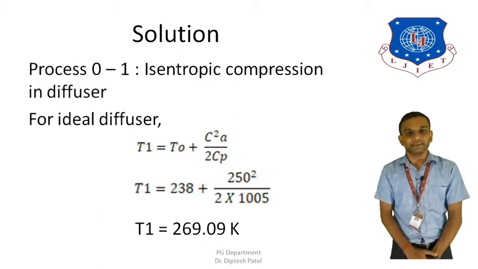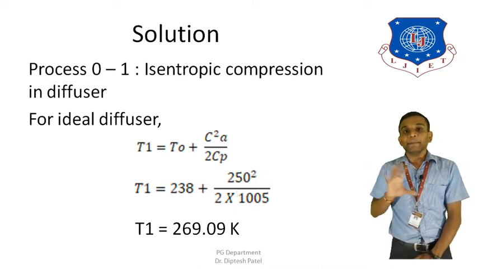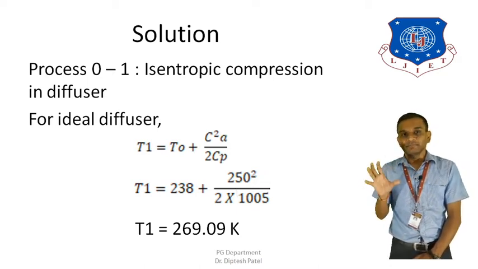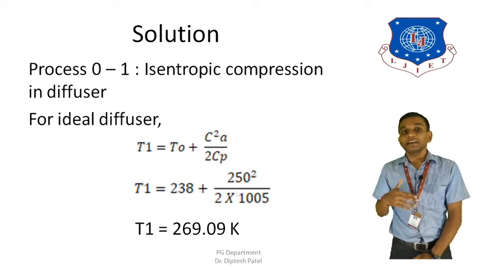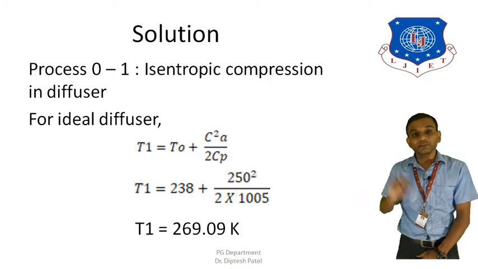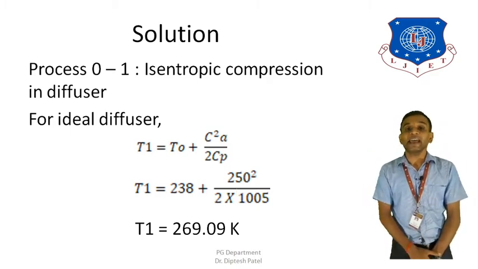Now let's begin. The first thing is that we need to find the temperature at point 1. Since T0 is given to us, we are going to use the formula for an ideal diffuser. Let's consider the process 0 to 1, which is isentropic compression that takes place in the diffuser, and the formula is T1 equals T0 plus Ca squared divided by 2Cp.